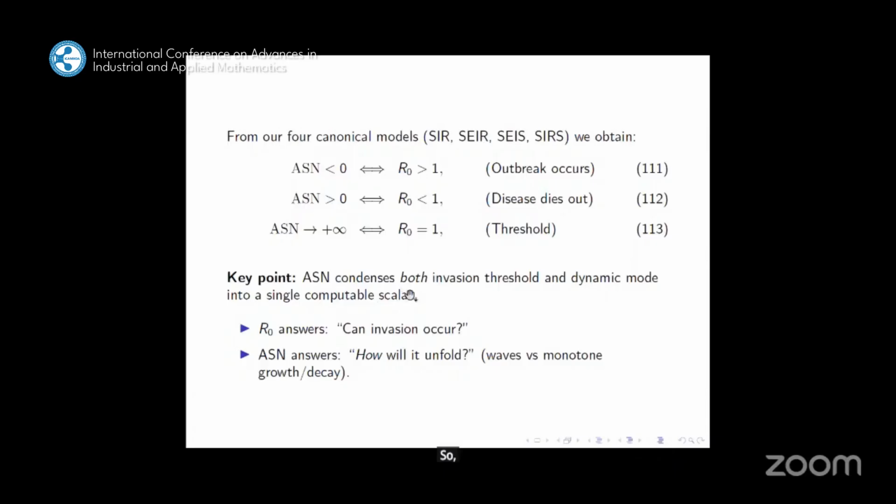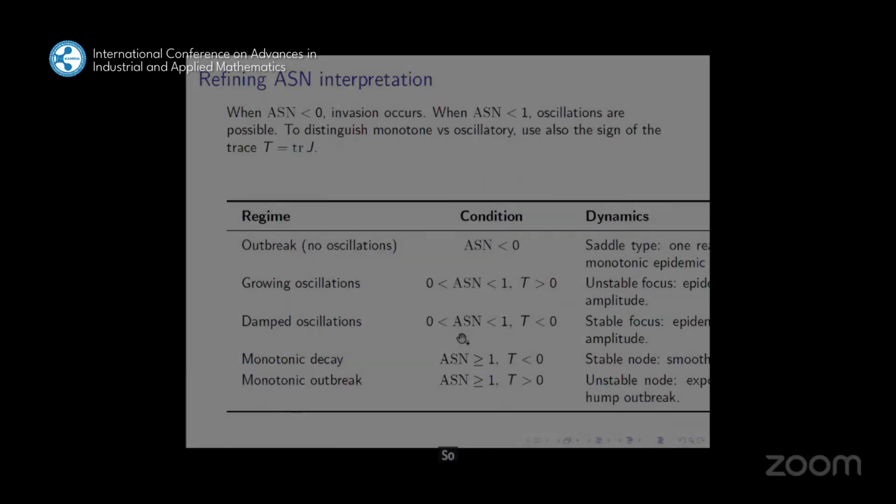So the Atangana strength number condenses both the invasion threshold and the dynamic model into a single compatible scale. So in essence, R0 answers: can invasion occur? And the Atangana strength number answers: how will it unfold? Is it going to be a wave or monotone, a growth or a decay? So I think I'll end here.